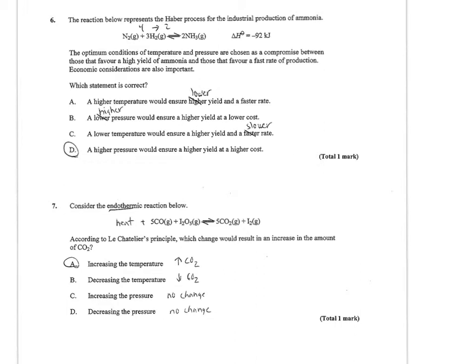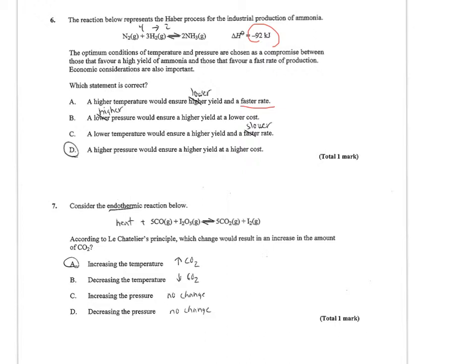Number 6, the reaction below represents the Haber process for the industrial production of ammonia. The optimum conditions of temperature and pressure are chosen as a compromise between those that favor a high yield and those that favor a fast rate of production. Economic considerations or cost are also important. Which statement is correct? A, a higher temperature would ensure higher yield and a faster rate. Well, the faster rate is true, but higher yield is not true. Being exothermic, a higher temperature is actually going to ensure a lower yield.